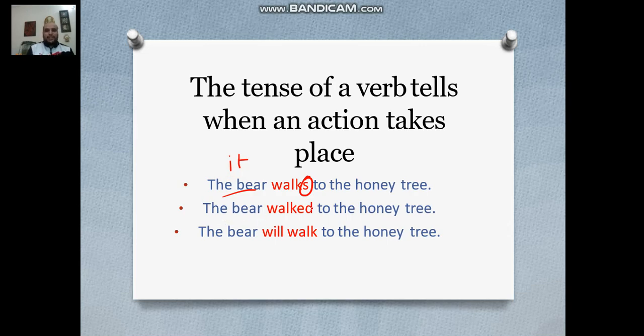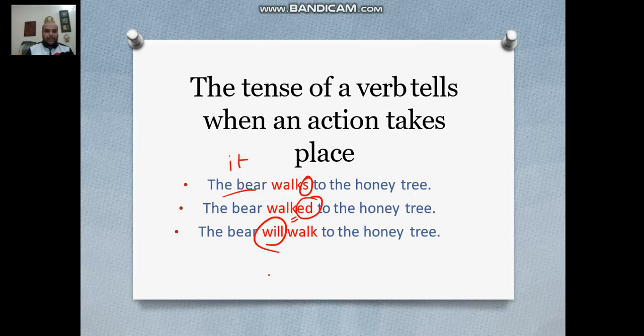The bear walked to the honey tree, ed by the end, but because we have a K here, we're going to pronounce the T. It's gonna be the bear walked to the honey tree. It's the simple past, obviously. It's a regular verb, so we're going to add ed. The bear will walk to the honey tree. Of course, the sign of the future is the helping verb will, so it's gonna be will walk to the honey tree to tell us that it's the future.